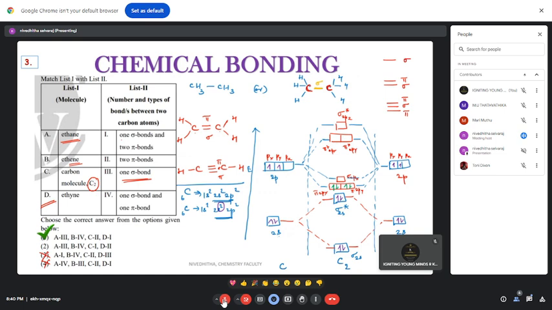That's it. Now they're asking for the number of chemical bonds between the two carbon atoms. Now you have to check only here.